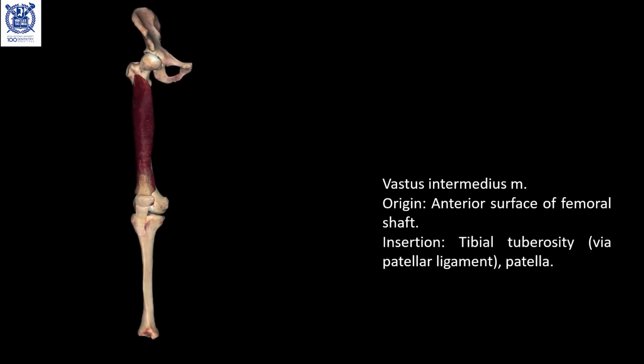Vastus intermedius muscle. Origin: anterior surface of femoral shaft. Insertion: tibial tuberosity via patellar ligament and patella.